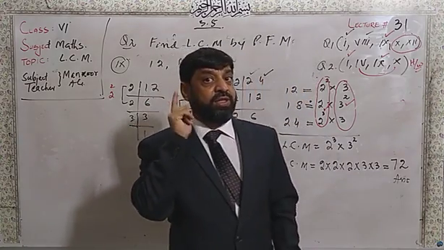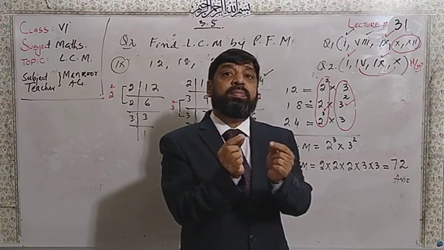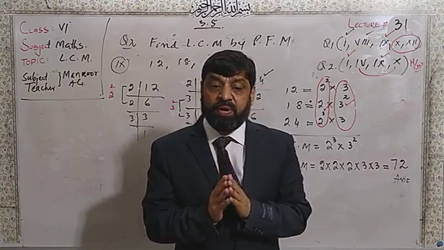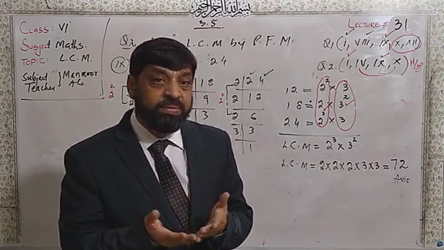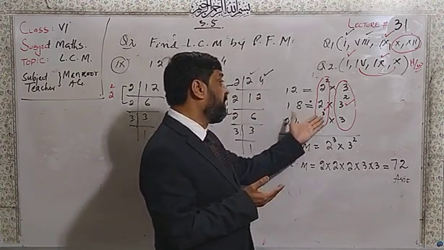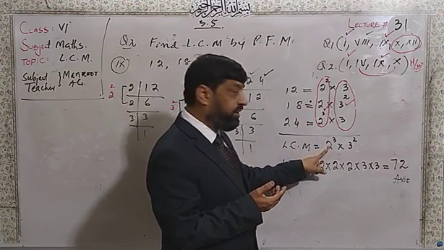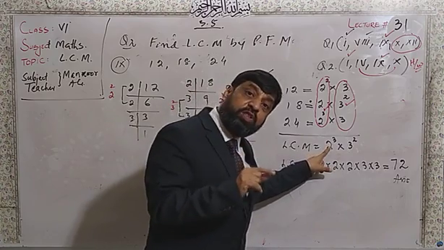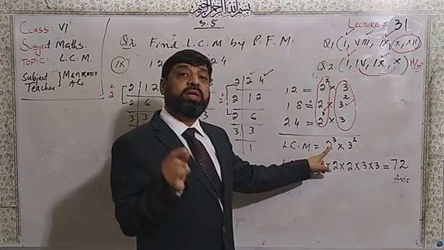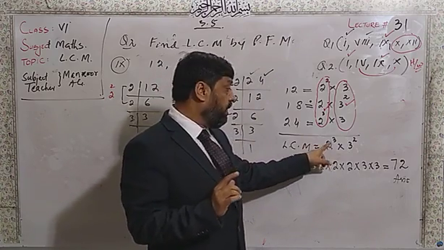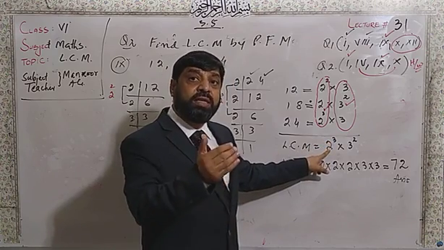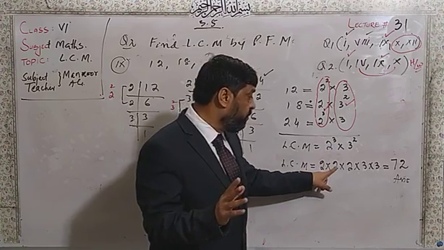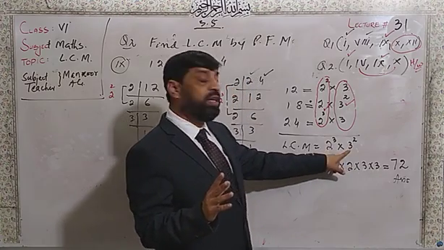But note that you will select the maximum power. We have to select the maximum power. Dear students, here I select the maximum power, that is 2 power 3 into 3 power 2. And again from the exponent form I wrote a product form. 2 power 3 means we will write that 2, 3 times: 2 again 2 again 2.